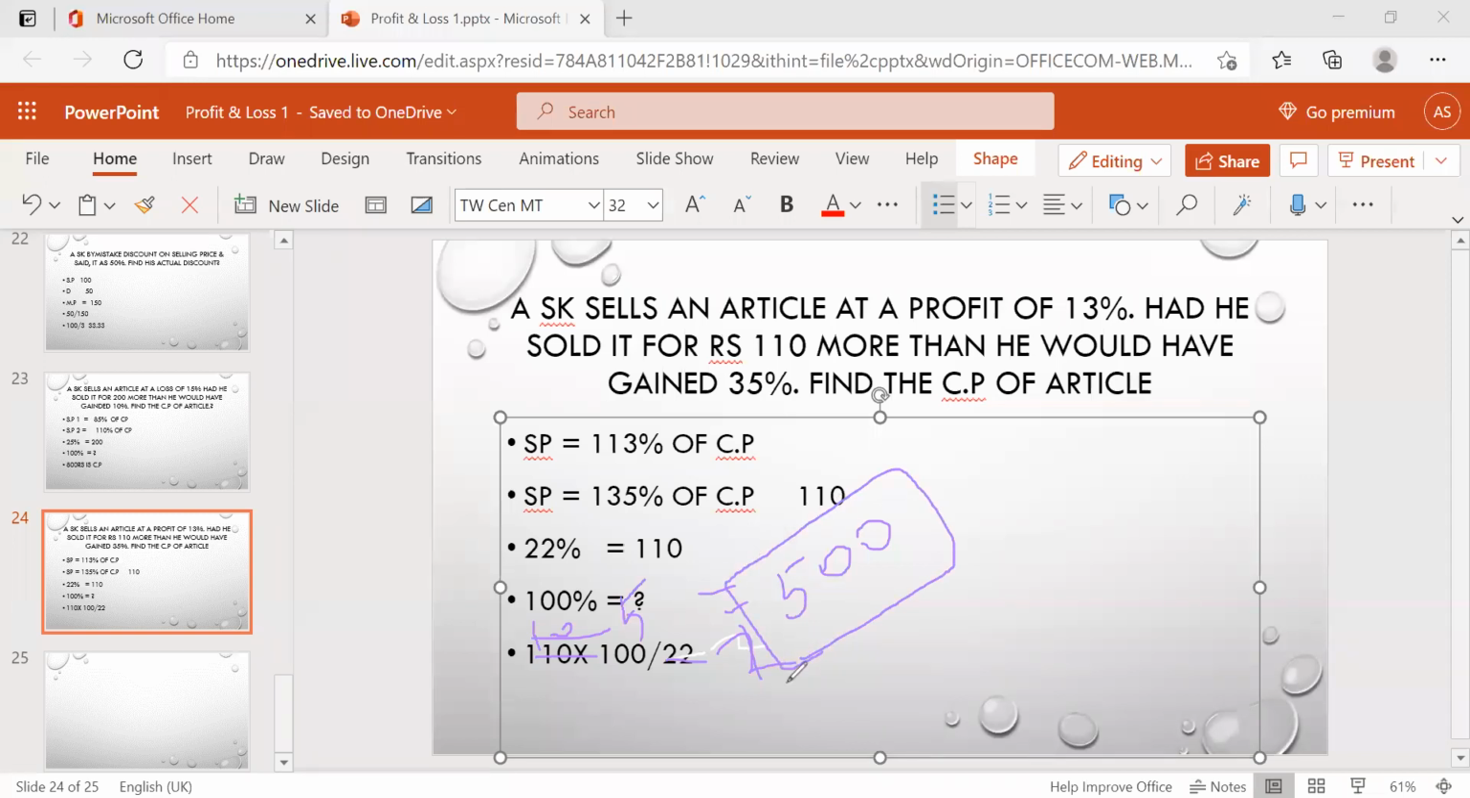Based on this, what is the selling price at 13% profit? If you get 13% profit, then what is the selling price? The cost price is there and 13% profit is there. Then what is the selling price?